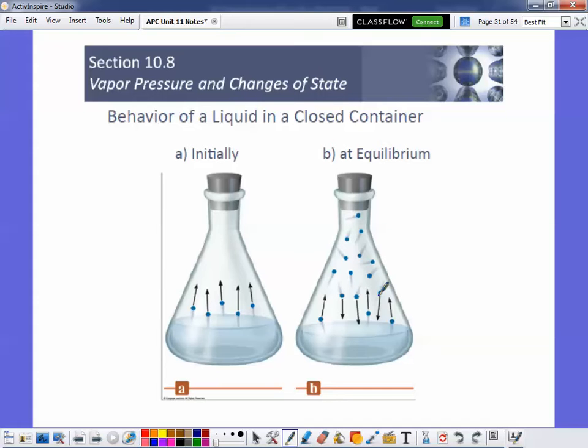If this was open to the air, what would eventually happen to all of the water? It would evaporate. That's what happens with puddles on the ground. It eventually all evaporates. But if we keep it closed, obviously the gas particles can't escape. But all liquids will have a little bit of the particles above it in the vapor phase.